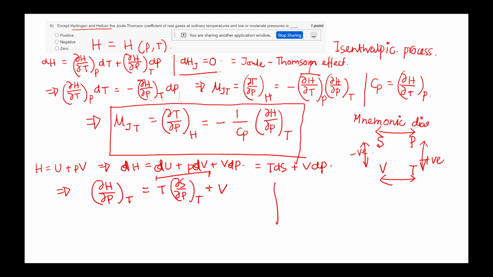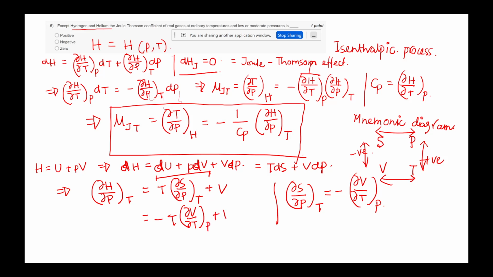Remember this. It will save most of your time while calculating thermodynamic variables and relations. So del S del P at constant T is in this direction, so there will be a negative del V del T at constant P. Now we substitute it here: minus T dV dT at constant P plus V.